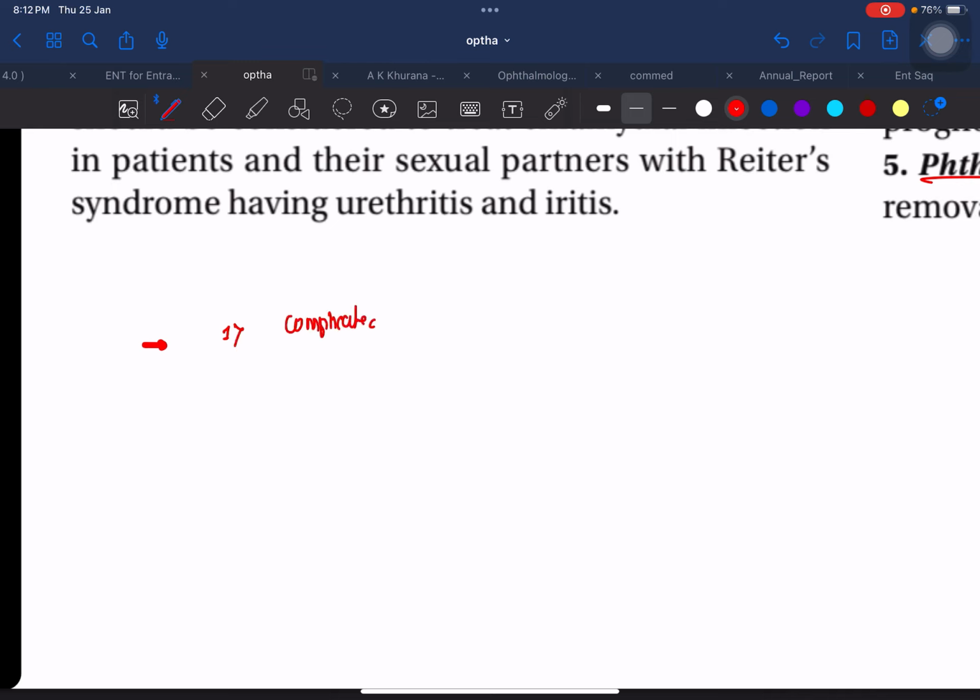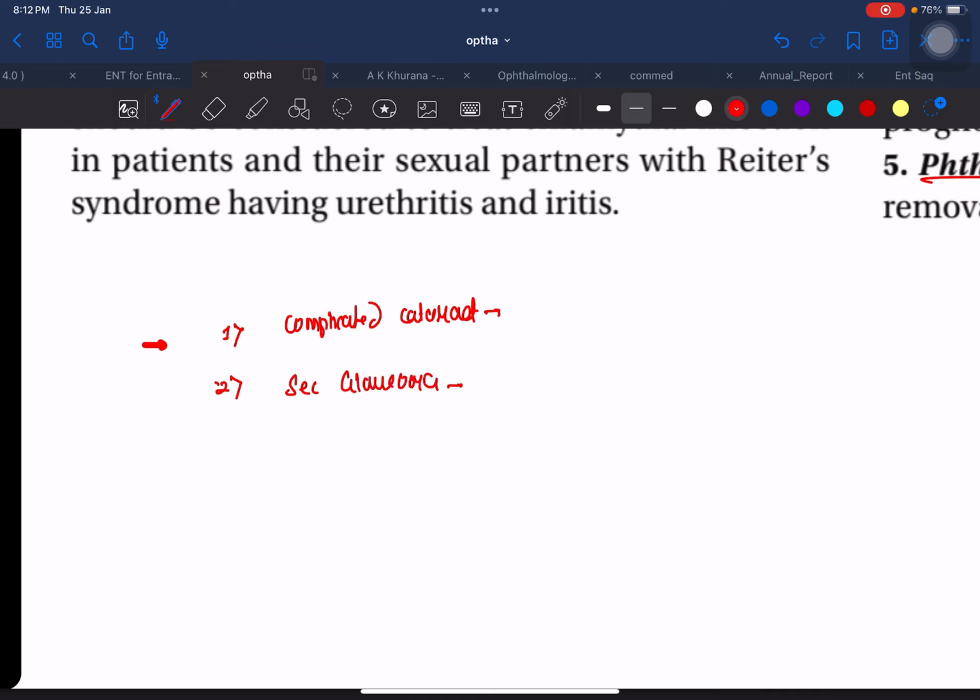Complicated cataract is the complication of persistent iridocyclitis. Iridocyclitis, we know, is anterior uveitis. In the presence of posterior synechia, complicated cataract progresses rapidly to maturity. This is one complication, and another is secondary glaucoma.